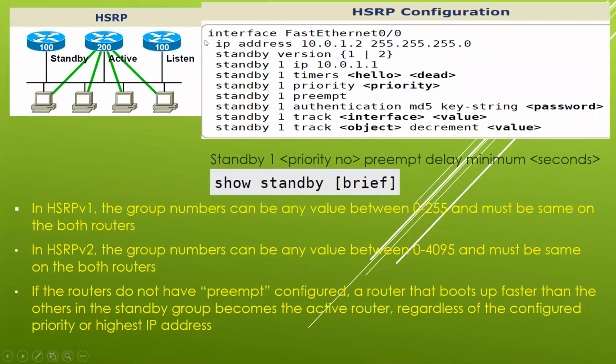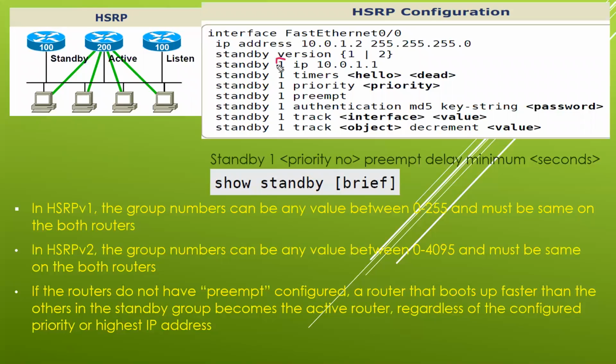So how are you going to configure? Both interfaces should be the same, almost, except for the priority values. Under the interface you are going to configure, interface FA0/0, you configure the IP address. Then standby version, version 1 or version 2, and standby 1, because this is the group number.